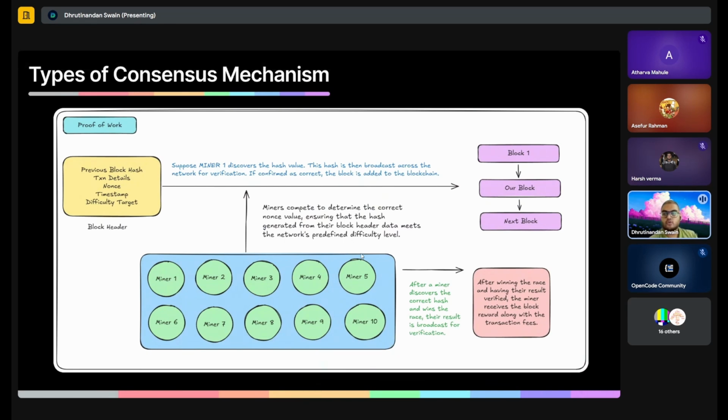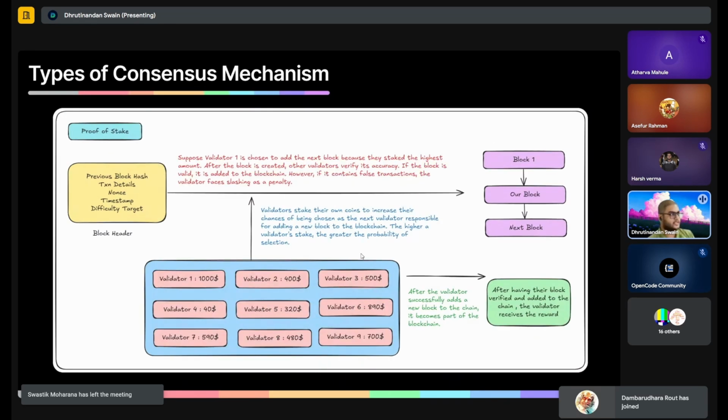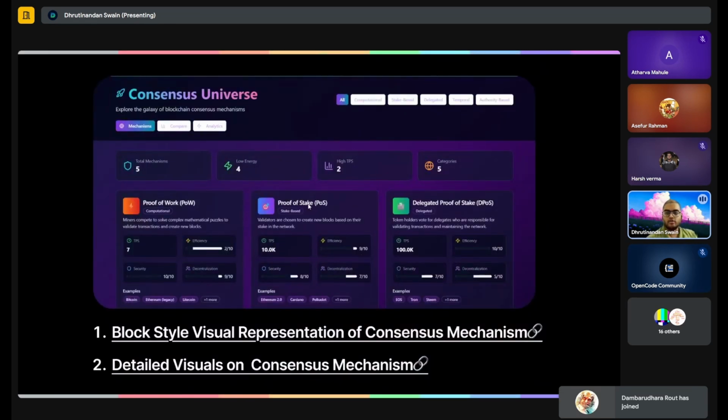So this was about the two major consensus mechanisms currently used, proof of work and proof of stake. We have also built two websites for a block-style visual representation of consensus mechanisms and detailed visuals on consensus mechanisms. Okay, Aswar, we will discuss which is better.